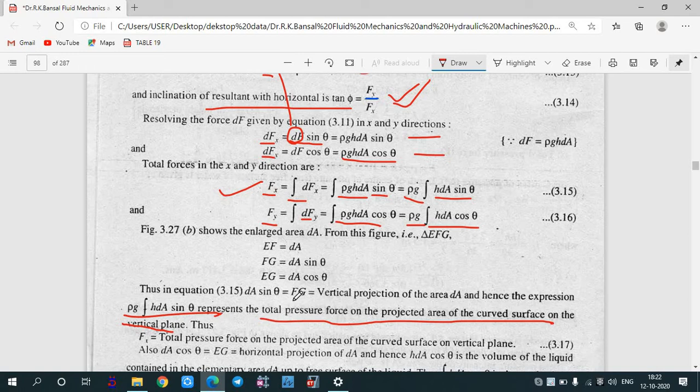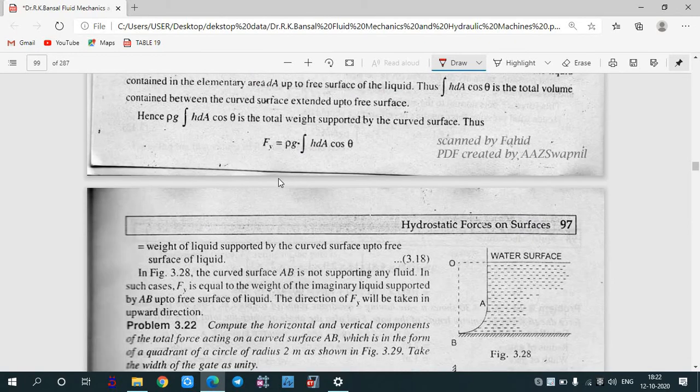Okay, this is the total pressure force which will be acting, represented by Fx. And Fy, what does it represent? The Fy value represents nothing but your total weight. So this is the Fy value, rho g h dA cos theta. It represents the total weight supported by the curved surface.